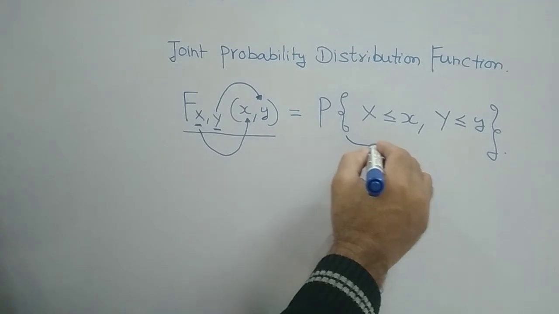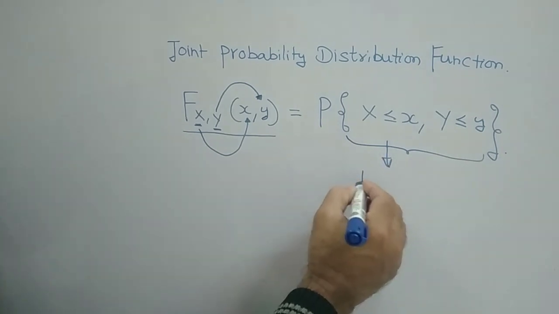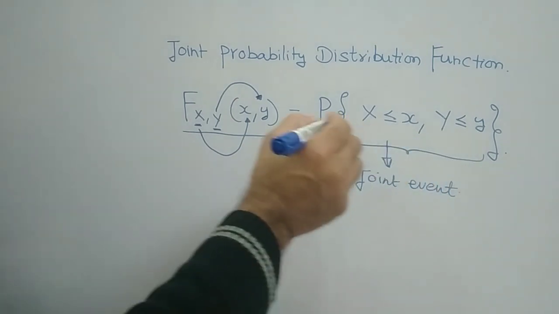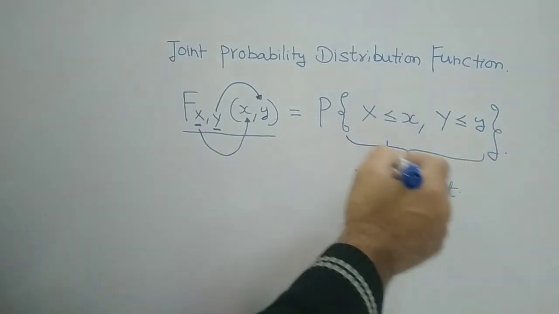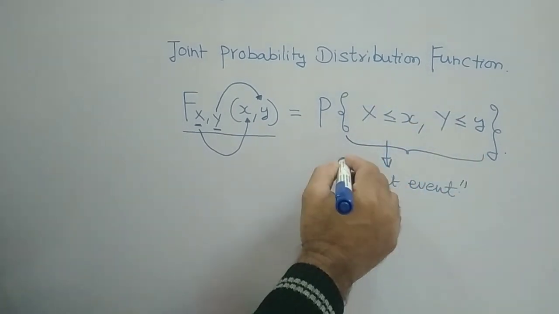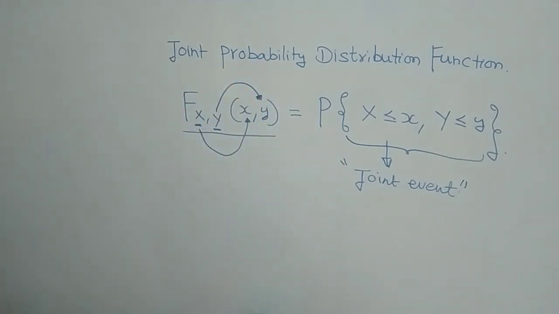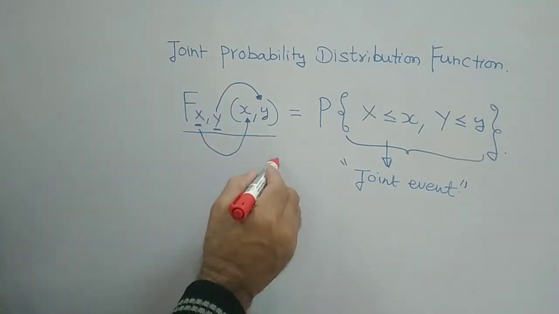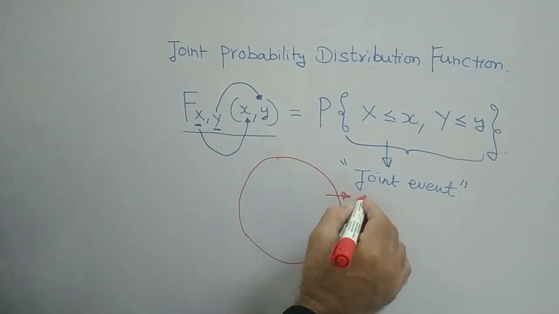Whatever is there within this bracket is called the joint event. Remember that. Actually, it is a subset of a sample space. This event, the joint event, or simply event, as we discussed in our first presentation on probability and random variables, if you consider this as the sample space, denoted by S.